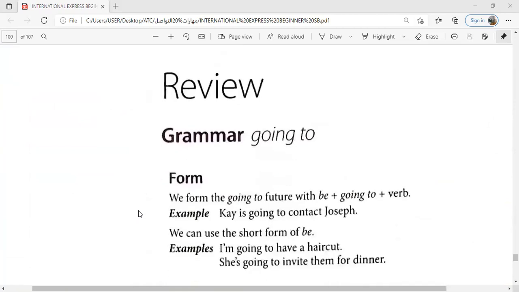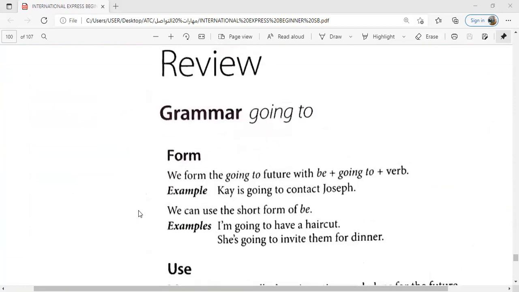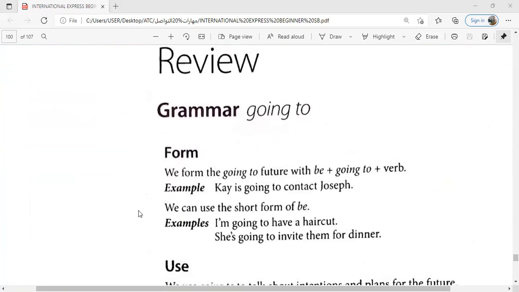Now, review going to grammar. We form going to future with verbs to be, going to plus a verb. We agreed that the verb to be will be is, are, am, going to plus a base verb. K is going to contact Joseph.